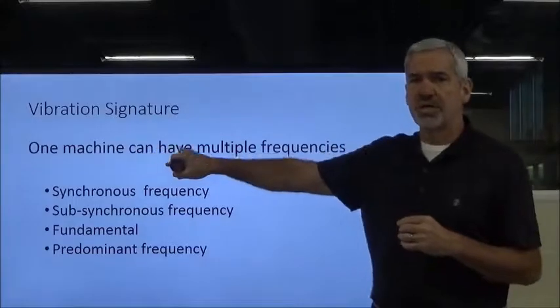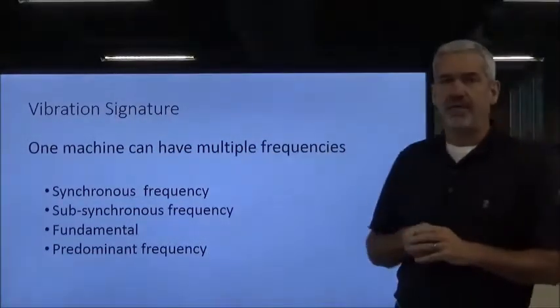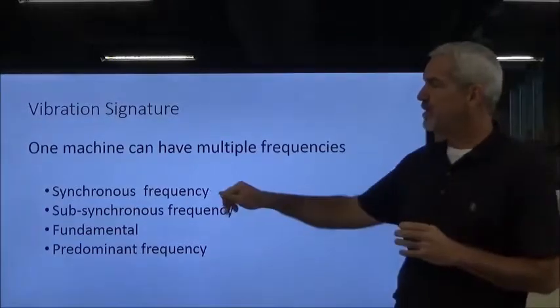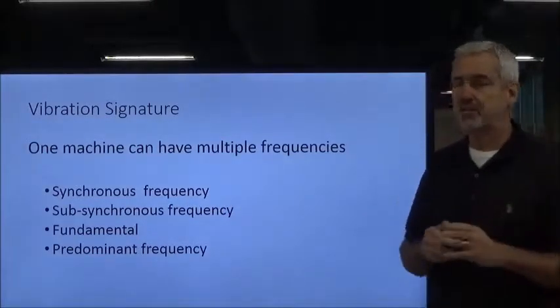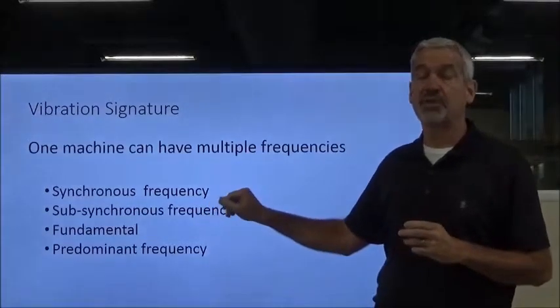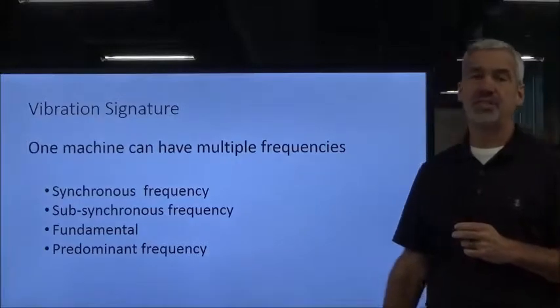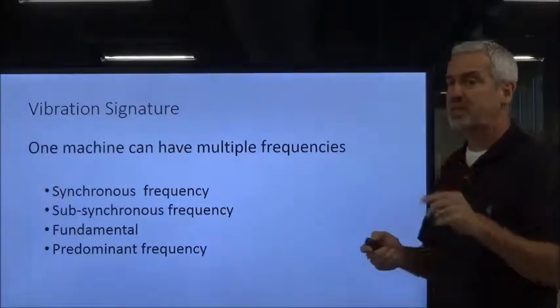Like I said, one machine can vibrate at different frequencies, multiple frequencies. Four of the most important ones, though, are the synchronous frequency, the subsynchronous frequency, the fundamental frequency, and also the predominant frequency. We're going to break each one of these down. So let's break each one of these down real quick.